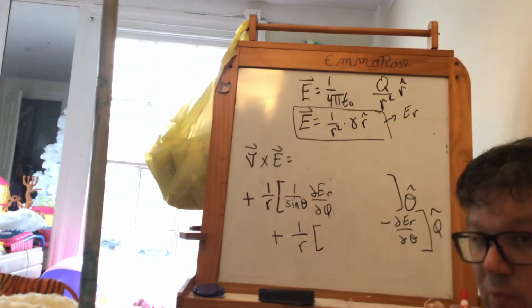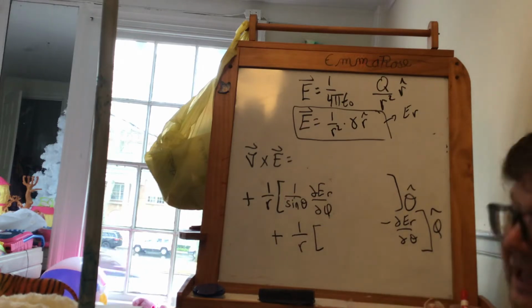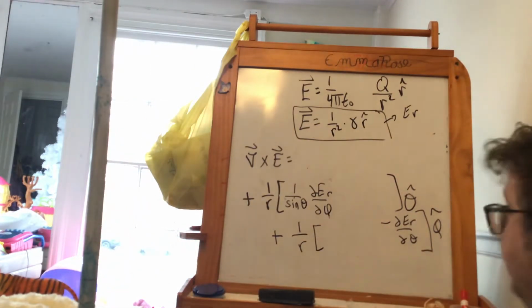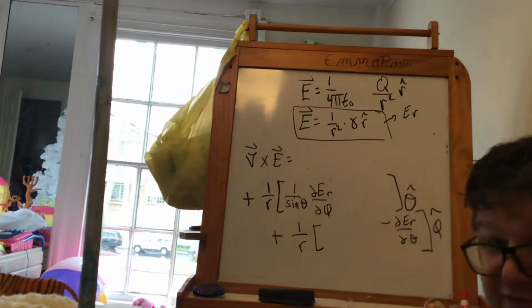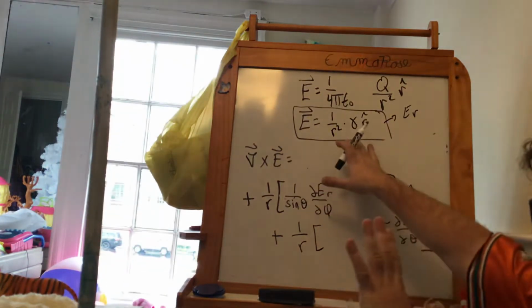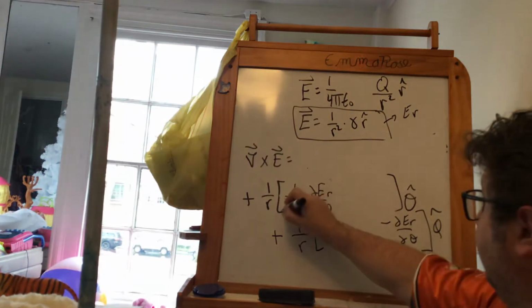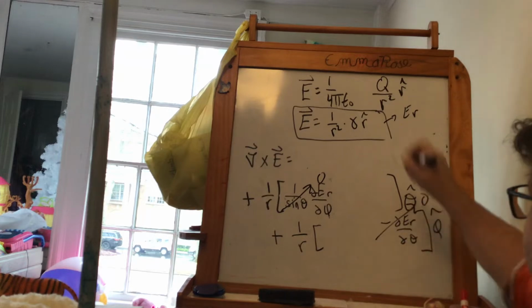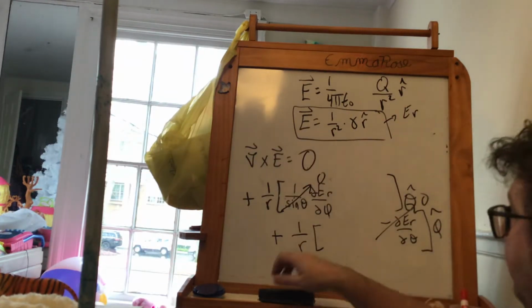And now we have to think about what these partials would be. This partial is with respect to phi, and that partial is with respect to theta. But if I look at how E is defined, it's only defined as a function of the variable R. So both of these terms must go to 0. And I'm left with the curl of E has to equal 0 for a point charge.